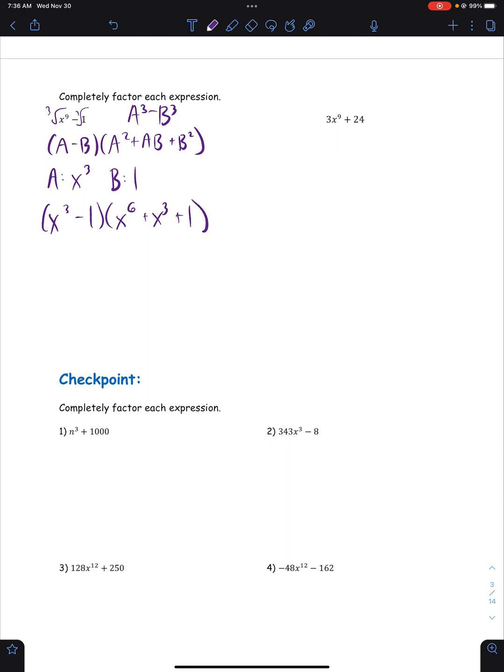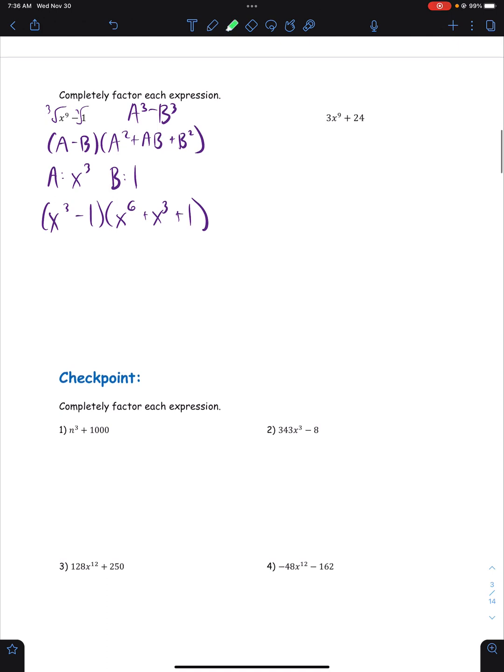And if you circle your answer here, you would be incorrect because you always want to make sure, obviously, the signs are okay, they are, but you also need to make sure, can we factor anymore? And yes, we can. Look at the first factor, x to the third minus 1. What is that? That is another difference of two perfect cubes.